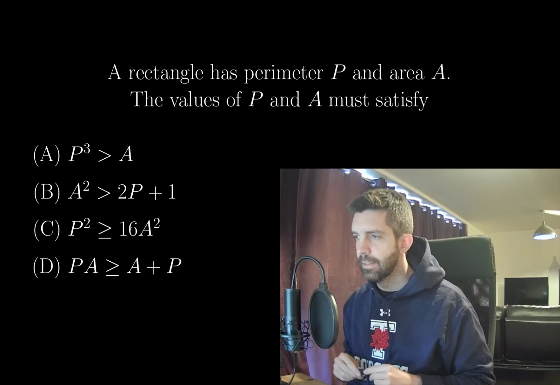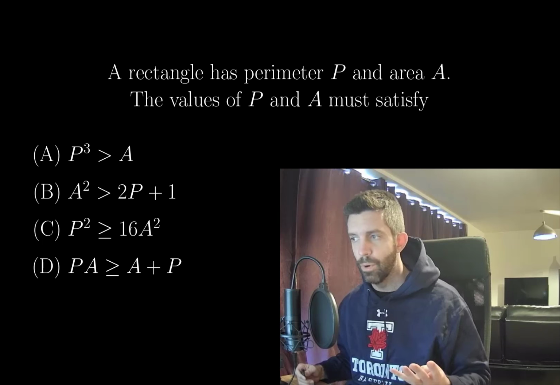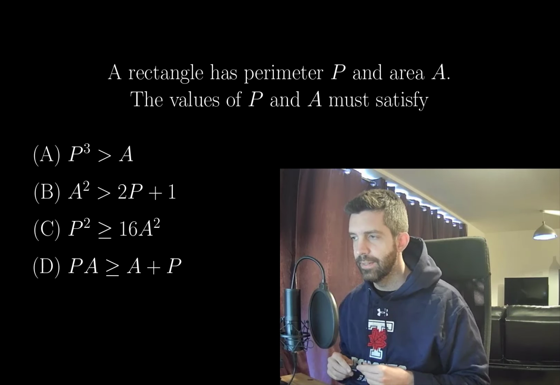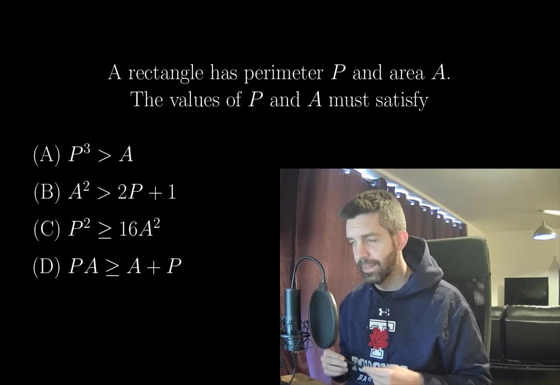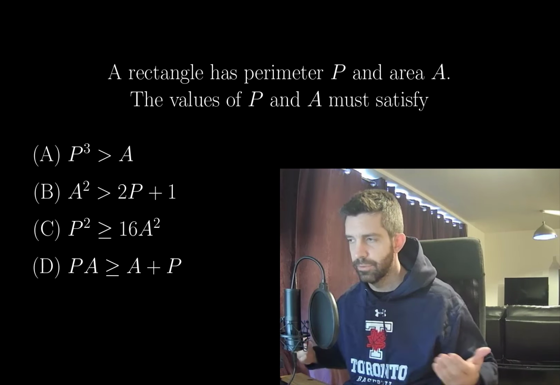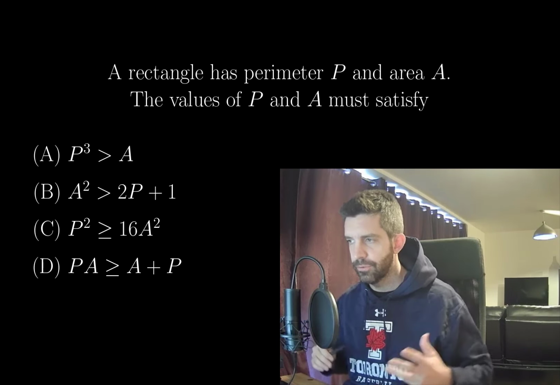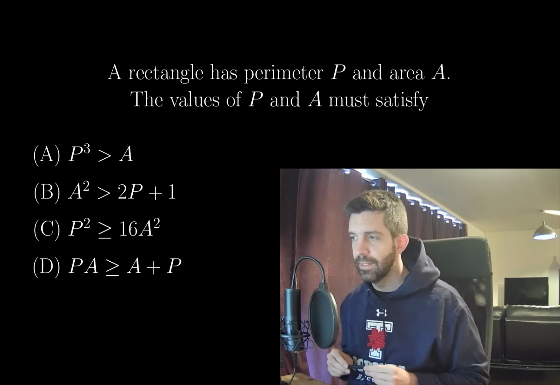Similarly, in option B, on the left, you have area squared. So that's going to be length to the power of 4. And on the right-hand side, well, adding 1 to something: 1 is dimensionless and P has dimensions of length. So this expression doesn't even really make sense on the right-hand side.